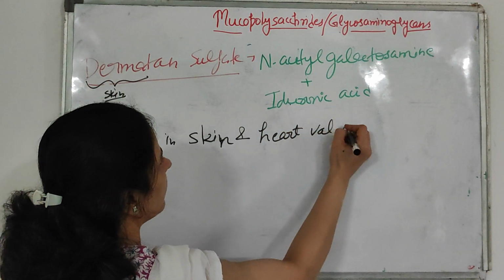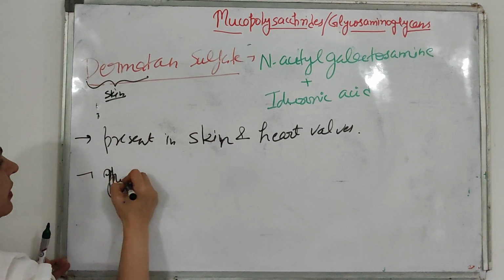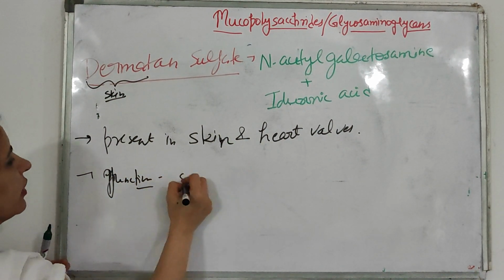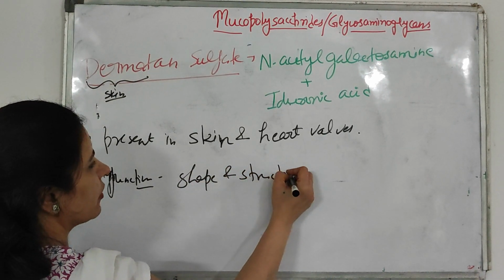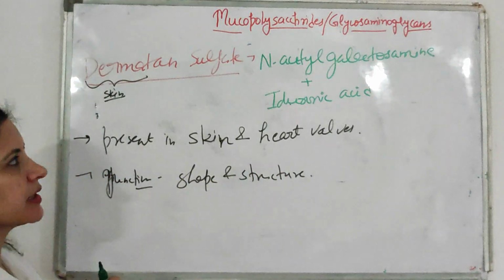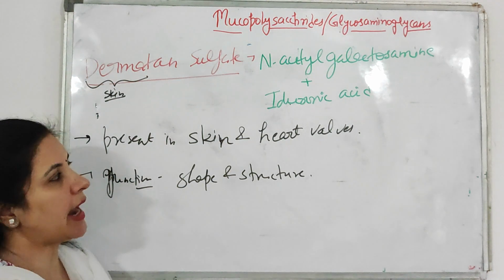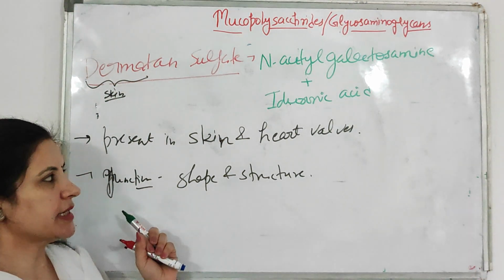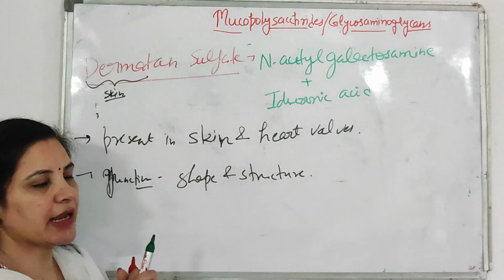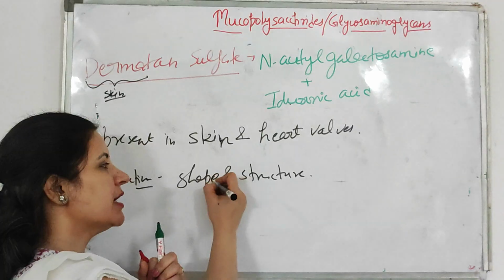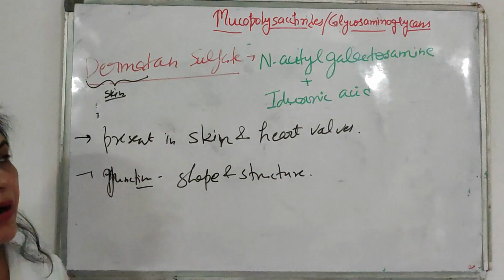Heart. Okay. And what is its function? Its function is to provide shape and structure to the organ, like chondroitin sulfate. Dermatan sulfate composition is made up of N-acetyl galactosamine and hyaluronic acid. Derma means skin, so it is present in your skin and your heart walls. Like chondroitin sulfate, similarly it provides the shape and structure to the concerned organ. Okay, so this is your dermatan sulfate.